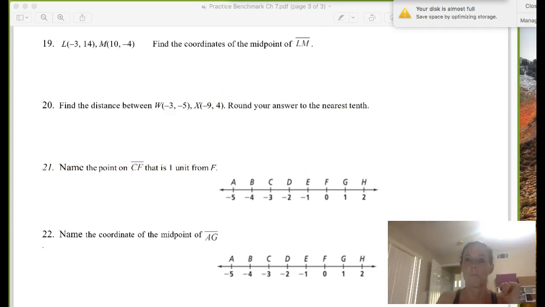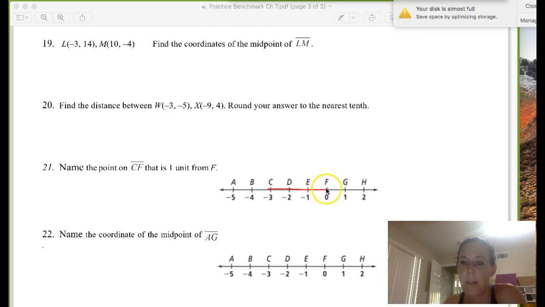All right? Okay, name the point on CF that is 1 unit from F. So here is the segment CF. Okay, there's no arrows on that, so it's not the line, it's a segment. And if there was an arrow going this way, that could be the ray, but there's not. So it's the segment CF that is 1 unit from F.